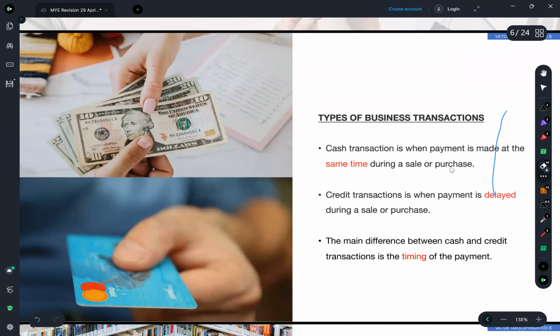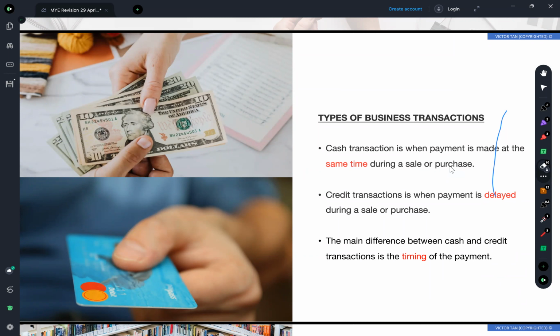Okay, so let's start with the lesson. Let's think about it. What is a business for? Why do we need to study POA? POA is all about business, correct or not? So a business has two kinds of transaction: the cash transaction and credit transaction.